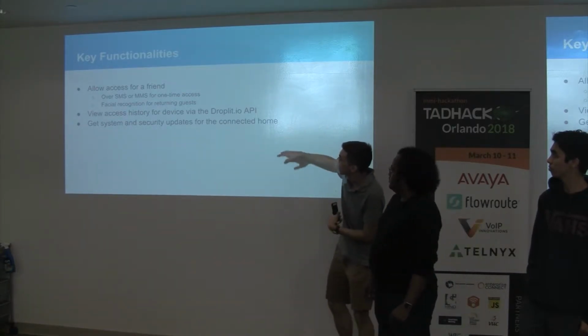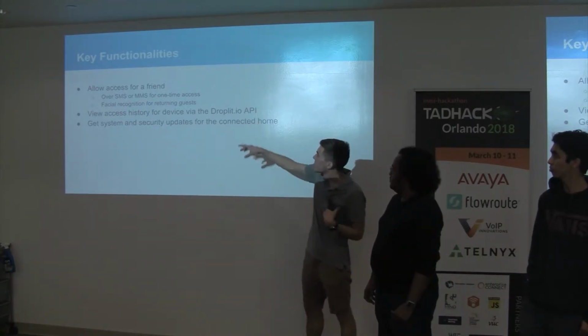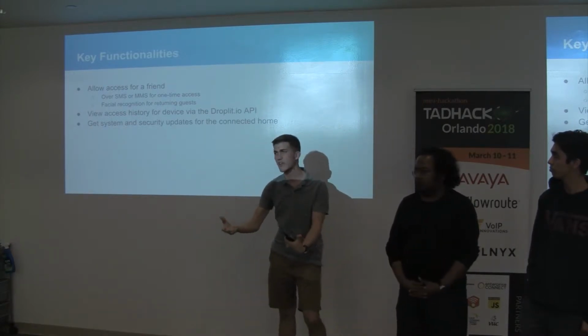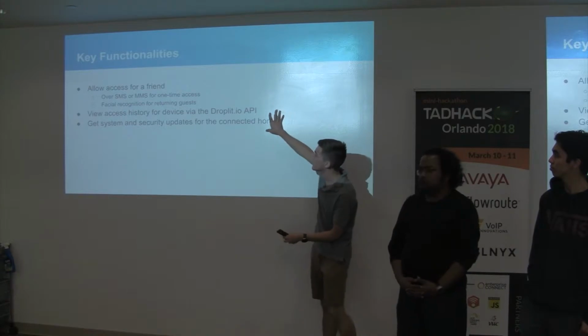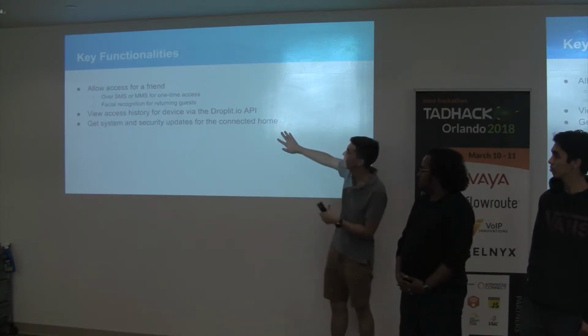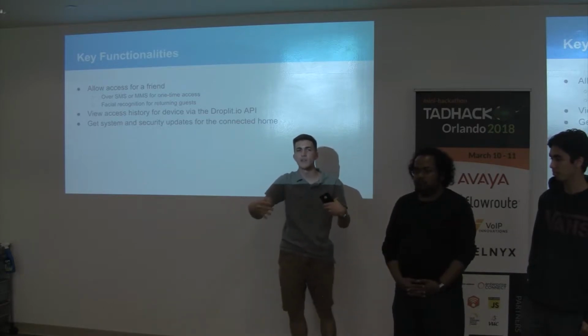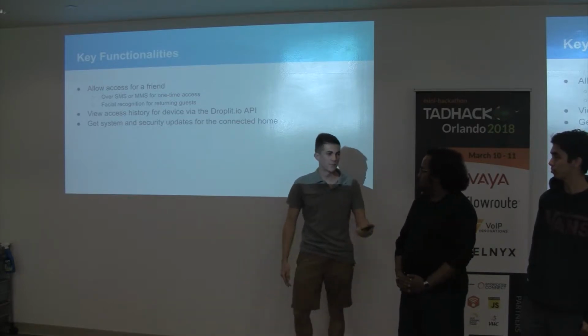Look back at that as we do: allow access for a friend or a peer, over SMS or MMS for that one-time access, or facial recognition for returning guests. View access history for each device. I'll show that again in the app, and also get system and security updates for your connected home via those SMS and MMS notification systems that Muntaser has mentioned.